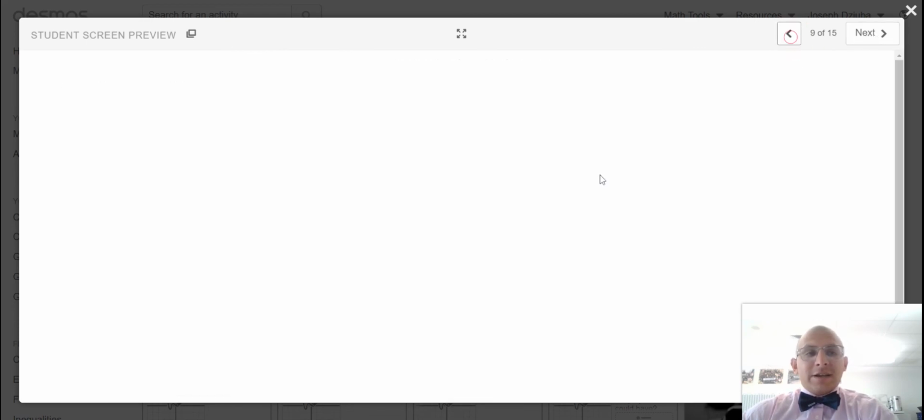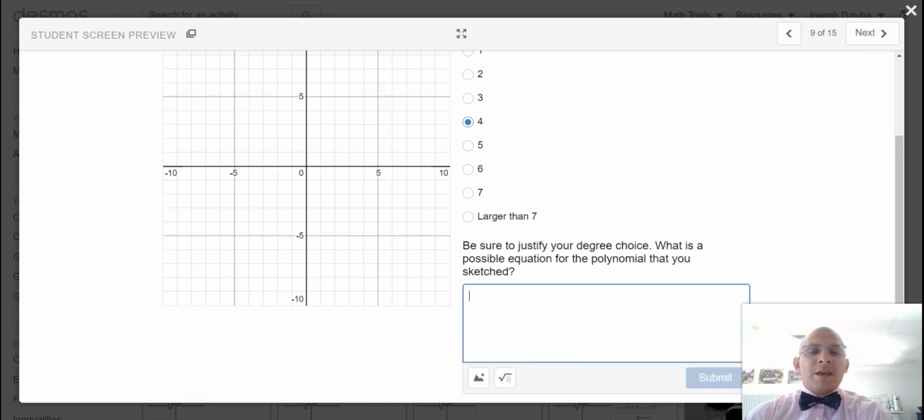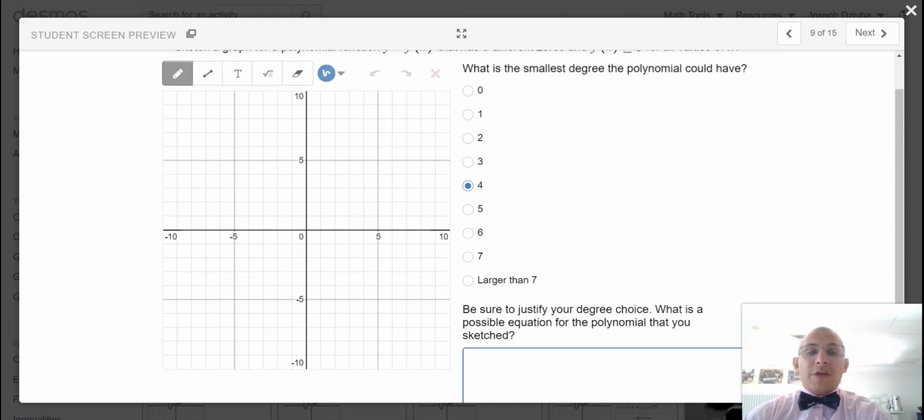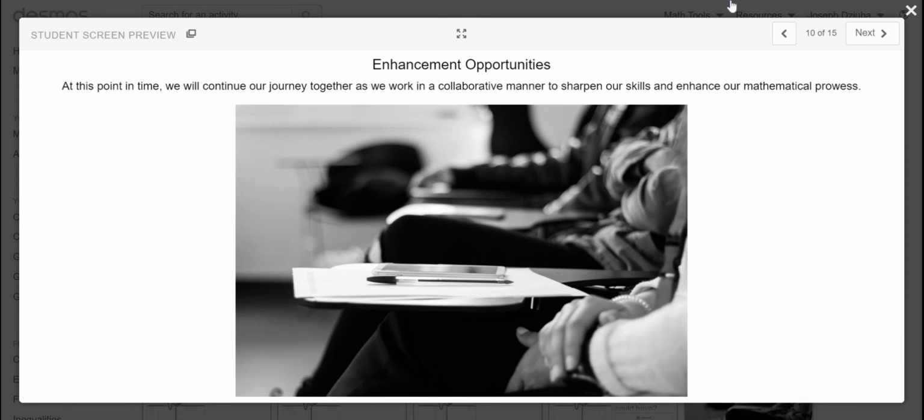Our final slide has you speculate to sketch a graph for a polynomial function that has 3 different zeros, but the function is greater than 0 for the entire domain. What is the smallest degree the polynomial could possibly have? 0, 1, 2, 3, 4, 5, 6, 7, or larger than 7. Once you make your selection, be sure to justify your degree choice. What is a possible equation for the polynomial that you sketched? And we'll pause and pick up with a riveting discussion together in class.